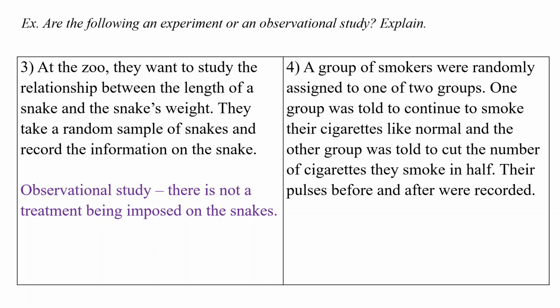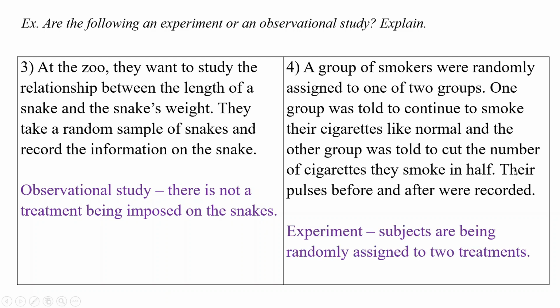Number 4, a group of smokers were randomly assigned to one of 2 groups. One group was told to continue to smoke their cigarettes like normal, and the other group was told to cut the number of cigarettes they smoke in half, and their pulses before and after were recorded. This would be an experiment, where subjects were being randomly assigned to one of the 2 treatments, and then their responses were recorded and compared. Okay? So this would be an experiment. Okay? And again, it's important to know the difference and identify the difference so that eventually we can determine what type of conclusions we can draw from these.